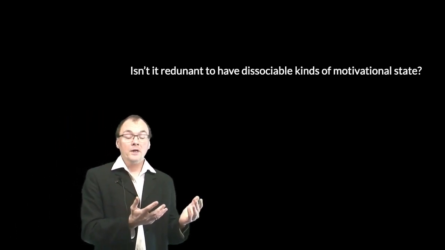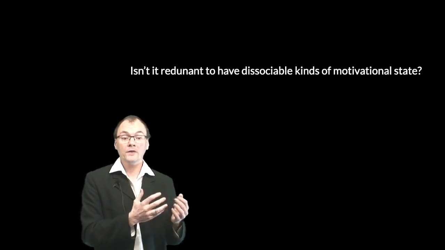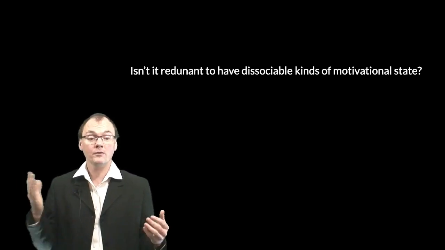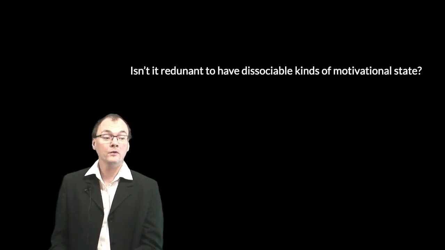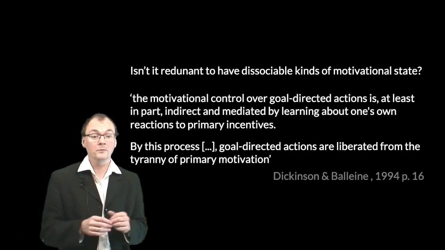There's a problem that you encounter whenever you have any kind of dual process or two systems theory. You always get the objection, well, look, it would just be redundant to have both kinds of state. Why should we have primary motivational states on the one hand and preferences on the other? What's good about having those two kinds of things? Well, here's Dickinson and Balleine again.